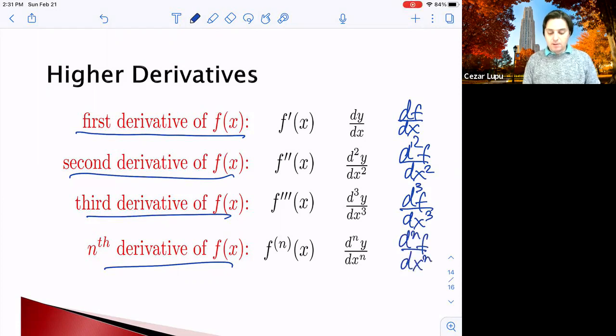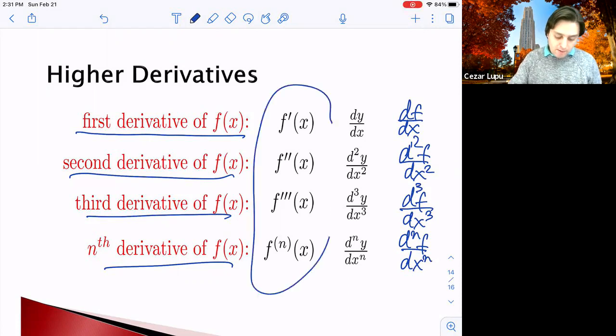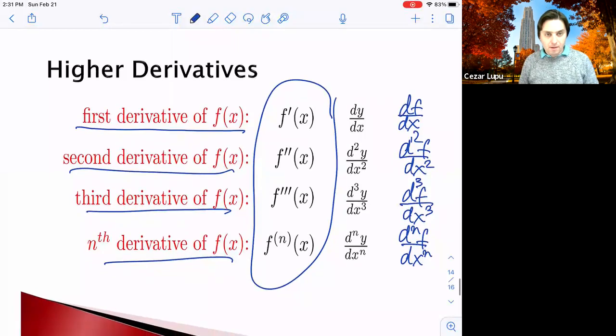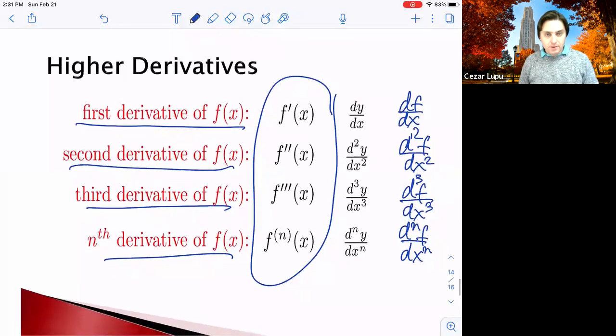So what this notation means, you can use these notations: f prime, f second prime, f third prime, or the nth derivative of f. Or you can use the derivative of f with respect to x applied n times. That's how we're going to read it, right? So these are the notations for higher derivatives.